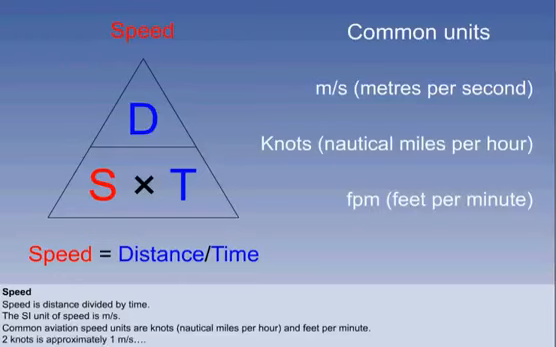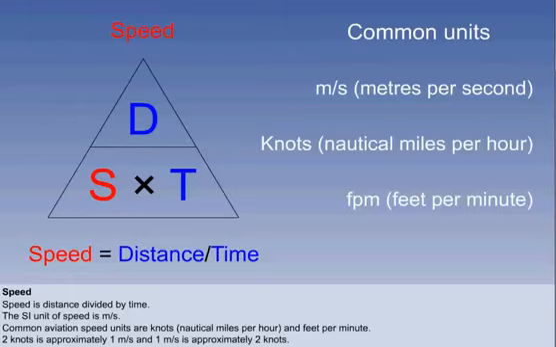In aviation, it is important to be able to convert between these speeds roughly in your head. 2 knots is roughly 1 meter per second. This means to find the approximate speed in meters per second, you halve the number in knots. For example, an aeroplane flying at 300 knots true airspeed is therefore flying at approximately 150 meters per second.